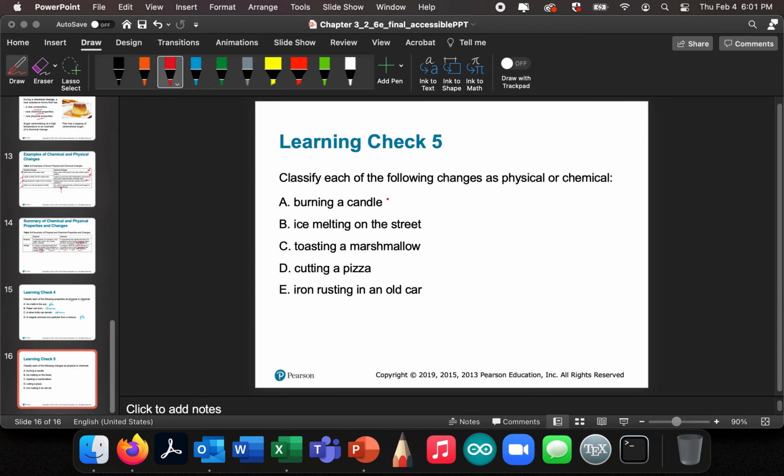Okay, let's do another learning check. Pause the video and come back. Classify each of the following changes as physical or chemical. Burning a candle, definitely chemical, right? Ice melting, physical. Toasting a marshmallow, chemical. Cutting a pizza, physical. Iron rusting in an old car, chemical, right?